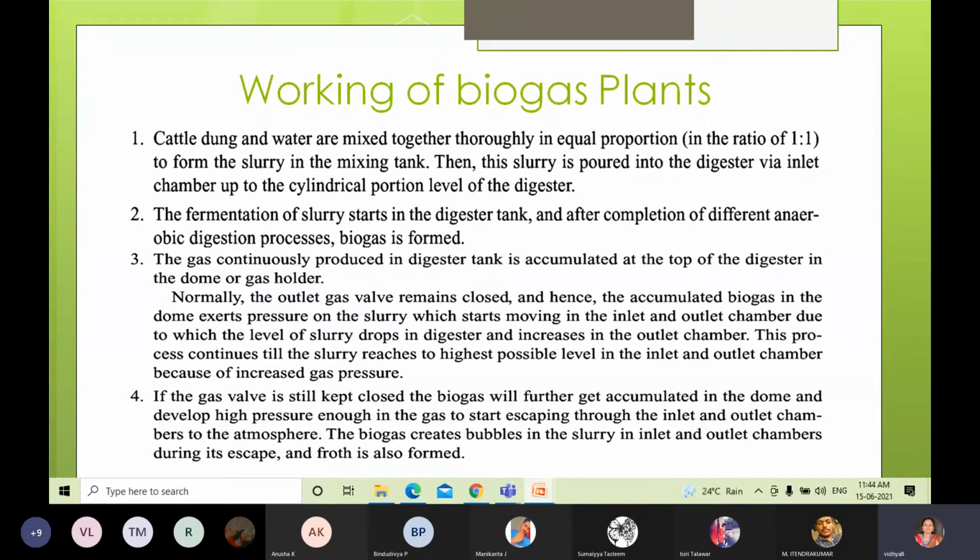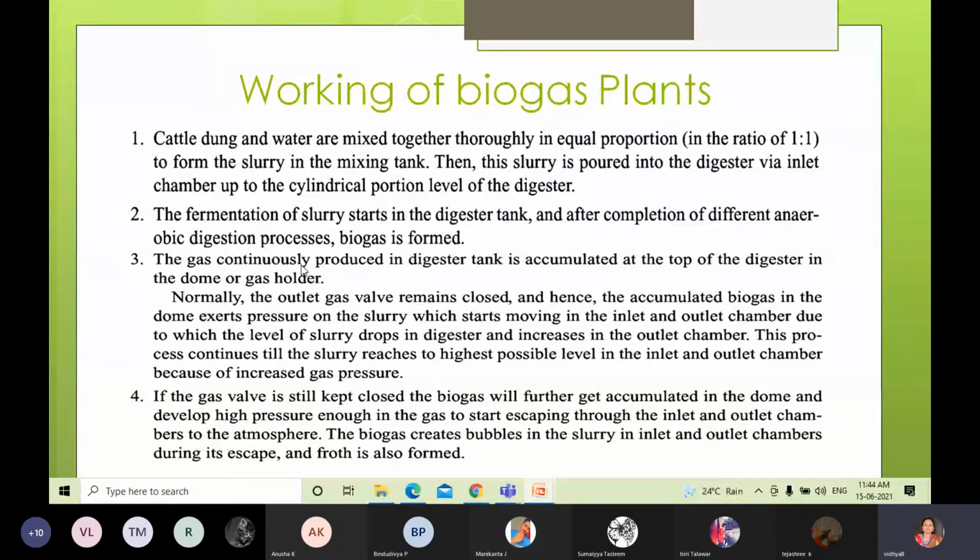Stages of anaerobic digestion: hydrolysis, acetogenesis, methanogenesis. There will be different anaerobic digestion processes, and after completion of these digestion processes, biogas is formed as the output.